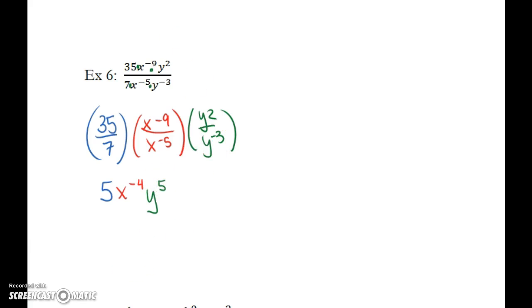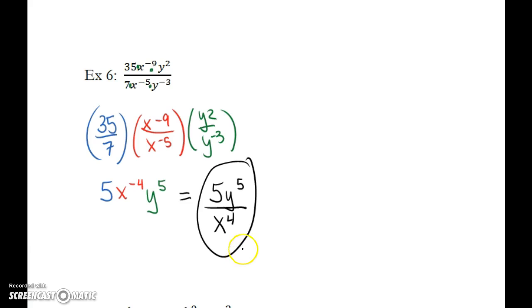Now this is almost simplified. The problem is that x has a negative exponent. So until all of our exponents are positive, this is not considered a completely simplified expression. 5 and y don't have negative exponents, so they're going to remain in the numerator of our fraction. X has a negative exponent, so it's going to move to the bottom and the exponent will be positive. This is our final, most simplified answer.